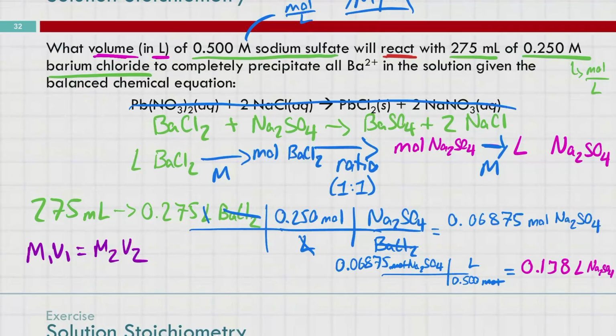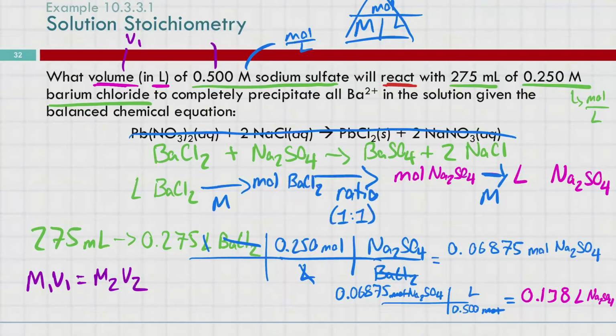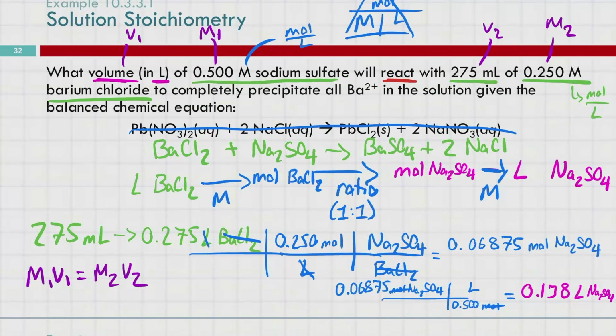So let's say that we've got V1, M1, V2, M2 just to label stuff. So we're looking for our V1. V1 is big M2, V2 over M1. Our M2 and our V2 are 0.250 molar and 0.275 liters, and our M1 is 0.500 molar. The molars cancel.